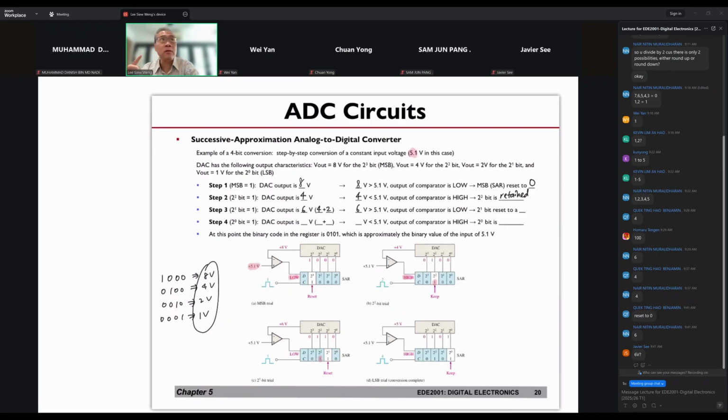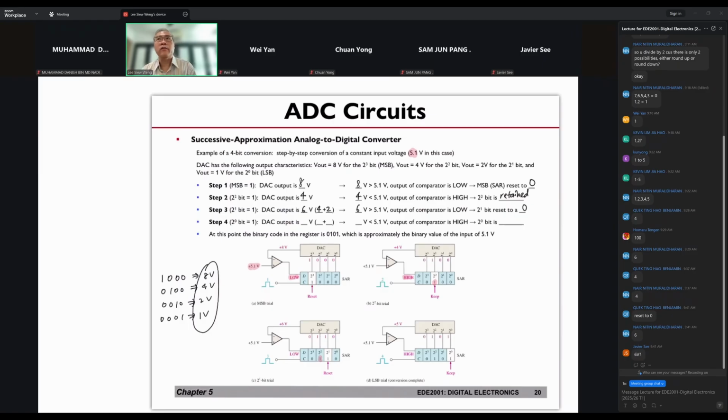Now, 6 volts is greater than 5.1. Then the output of the op-amp will be a low, so that bit will be reset to 0. Once you understand this process, you can do it for any number of bits. What you need is just a DAC that has a corresponding number of bits. You do not need so many op-amps in that case.